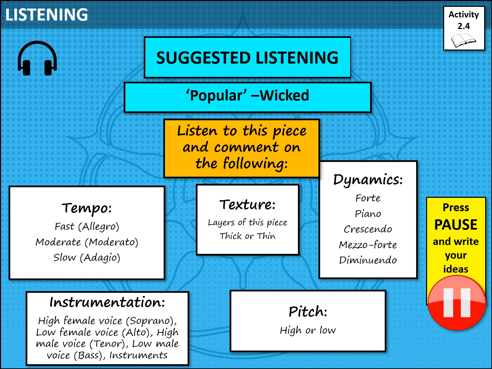I'd also like to talk about the texture of the music, so how many layers you think there are in there, whether you think there's lots going on and therefore it's a thick texture, or very little and therefore there's a thinner texture. The dynamics, remember, that means how loud or quiet the piece is. Now, I've only put the Italian terms on there because I think that's where you should all be at this point, should being the main word. But just a reminder that forte means loud, piano means quiet, crescendo means gradually getting louder, mezzo forte means medium quiet, and diminuendo means gradually getting quieter.